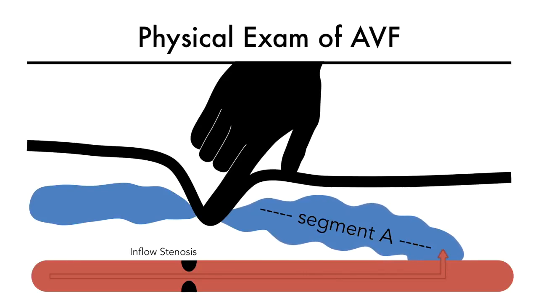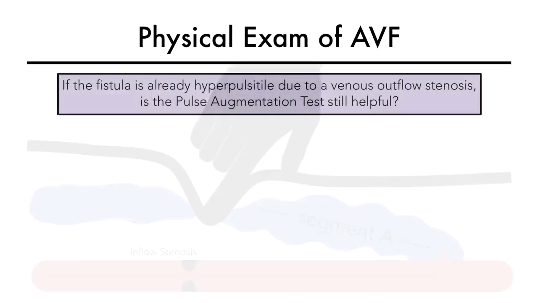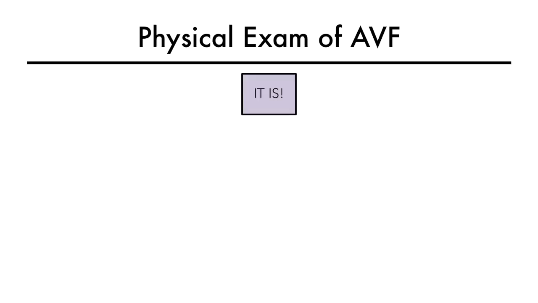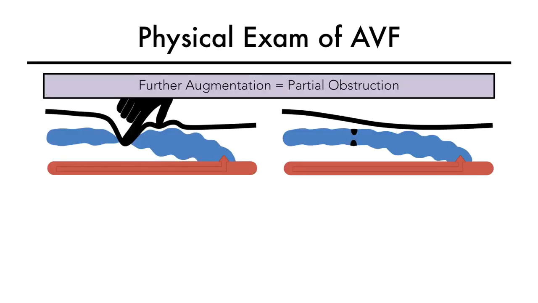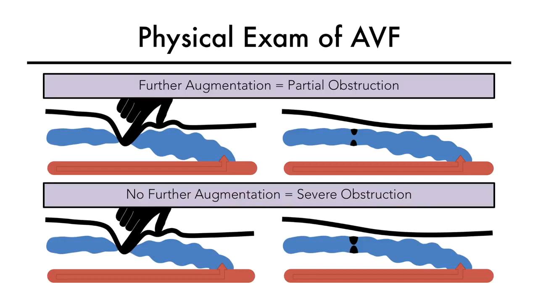Now, if your fistula is already hyperpulsatile due to a venous outflow stenosis, is this test still useful? In fact, it is. If you're able to augment the already hyperpulsatile segment further with this test, it suggests that the inflow is good and that the venous outflow obstruction is partial and perhaps not severe. If the hyperpulsatile segment does not augment further at all with this test, it suggests severe near-complete venous outflow obstruction.